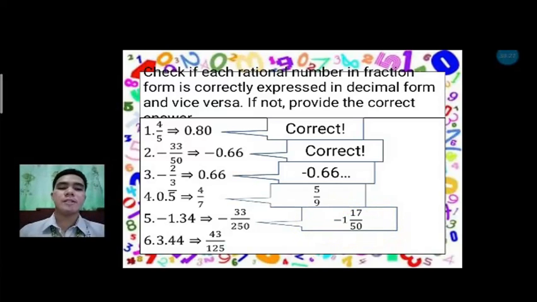The number 6, we have 3 and 11 over 25. So same goes with number 5. The denominator is 125, wherein the place value of the given decimal number is hundredths only. Therefore, it should be 100. Okay, so 44 over 100 is divisible by 4, that is 11 over 25, or we have the whole number 3, 3 and 11 over 25.